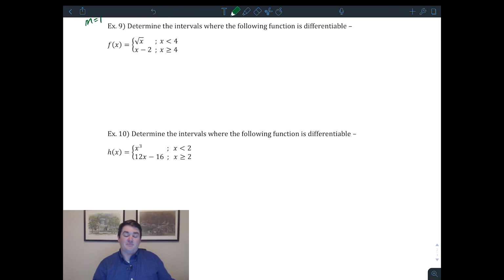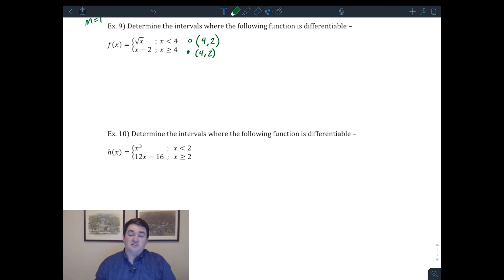So I'm interested in what's happening at 4. In order for this piecewise function to be differentiable, first of all, it has to be continuous. So let's check and see. Is it continuous? When I plug in 4, I'm going to have an open circle at 4 comma square root of 4, so 2. And when I plug in 4 here, I'm going to have a closed circle at 4 comma 4 minus 2, 2. So this is a continuous function. These two pieces come together at 4 comma 2. All that's left now is to determine, do they come together such that the curve is smooth, or do they come together so that there's a kink or sharp turn in the graph?